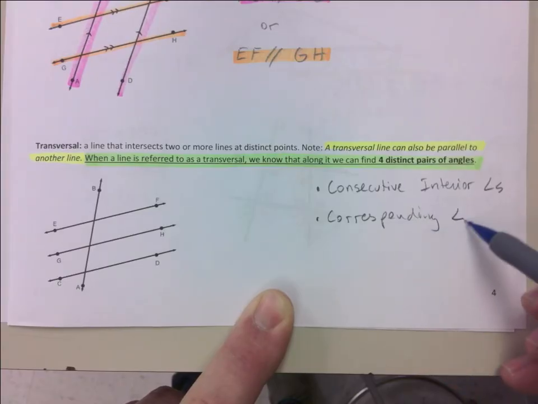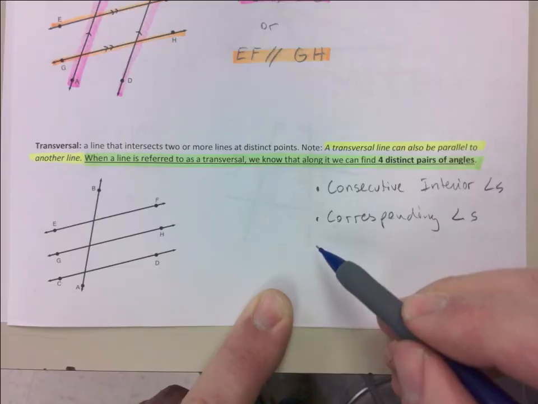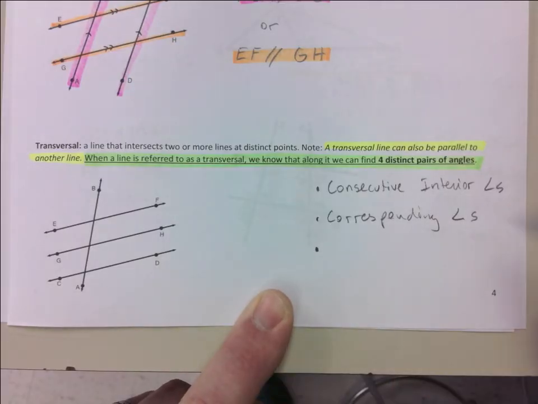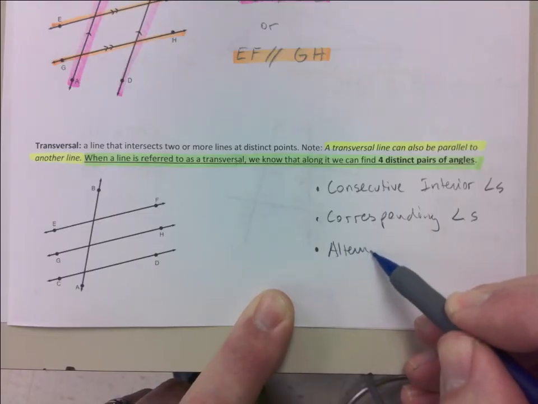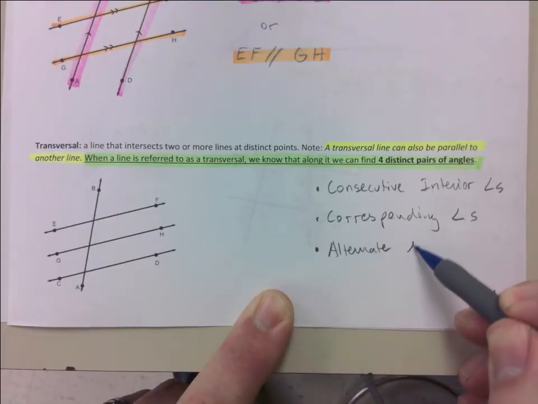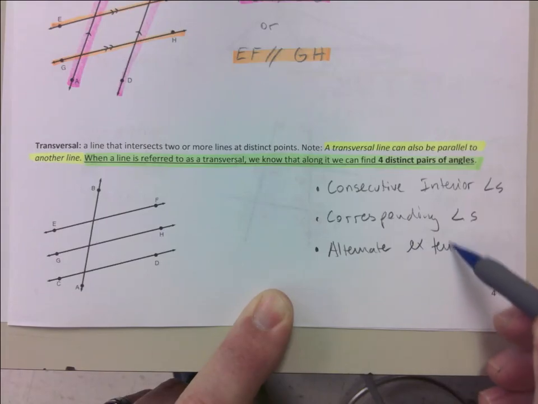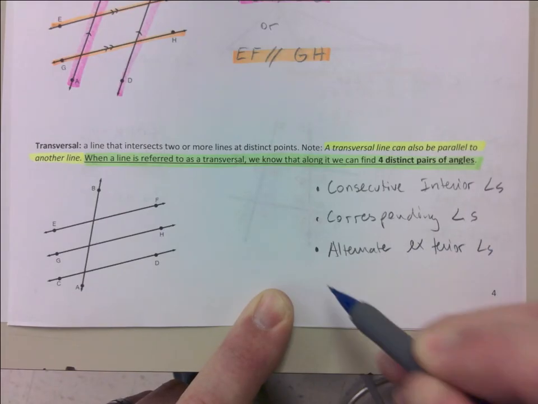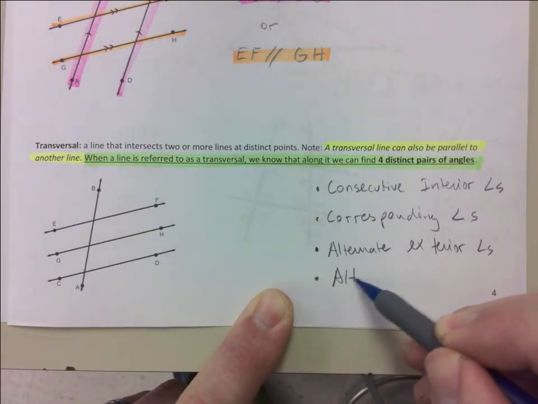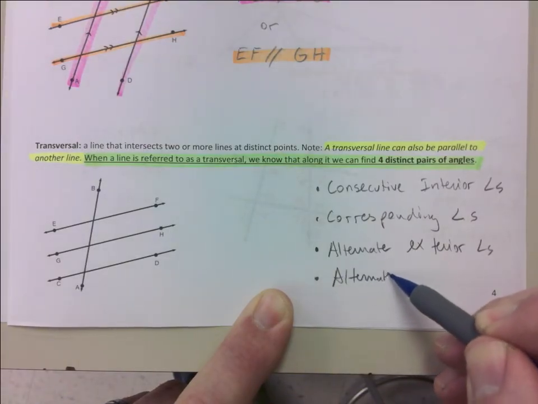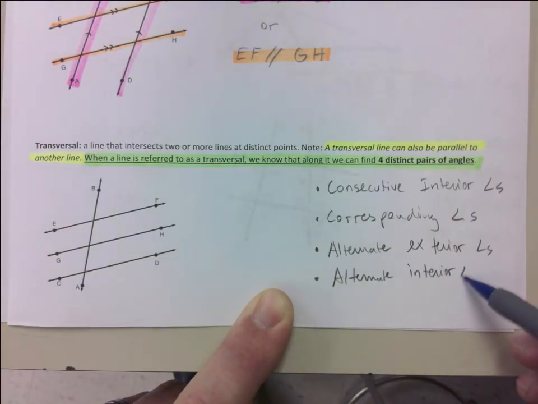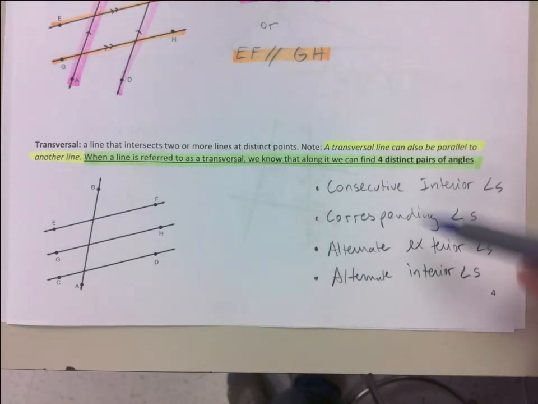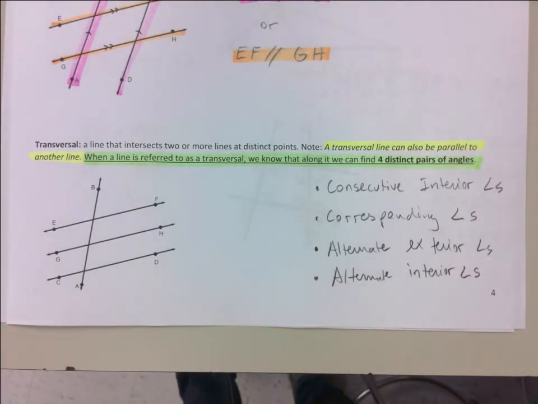Write this down so that later when you review it, it just pops and you should recognize it. Alternate exterior angles, alternate interior angles. Those are the four that you will find every time there's a transversal.